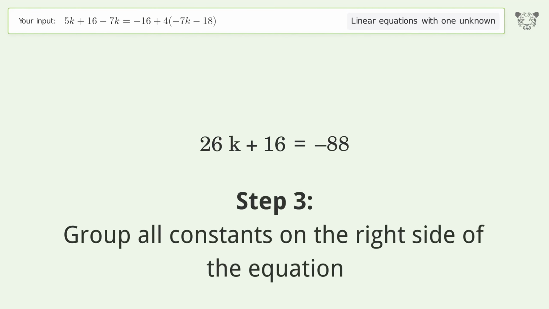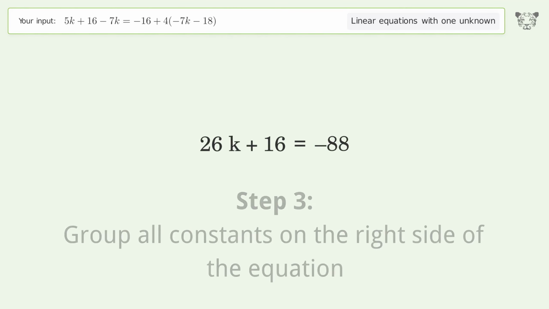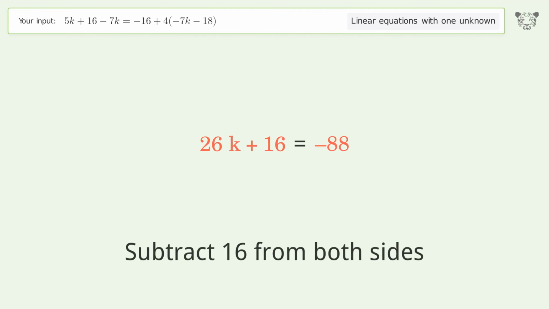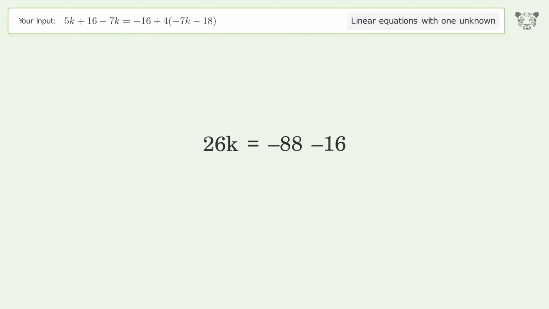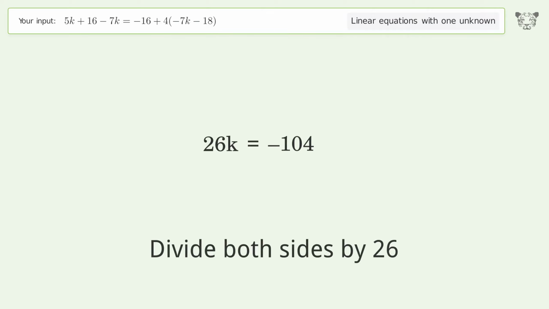Group all constants on the right side of the equation. Subtract 16 from both sides. Simplify the arithmetic. Isolate the k. Divide both sides by 26.